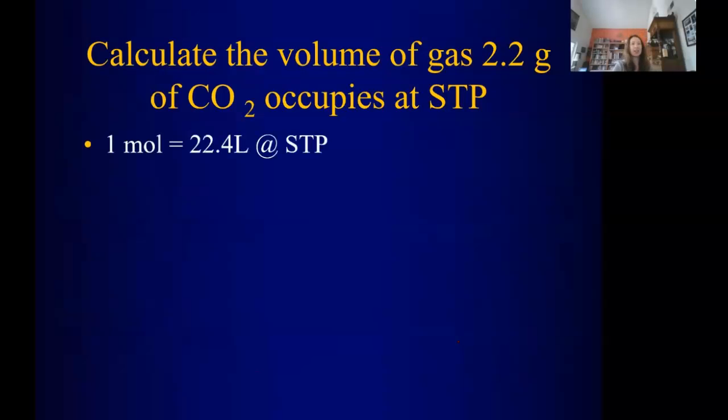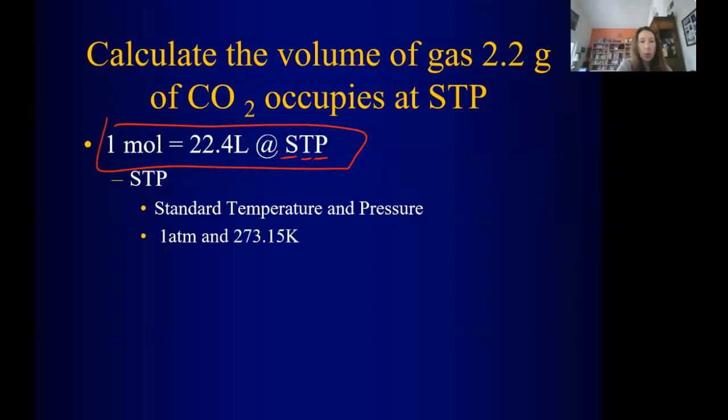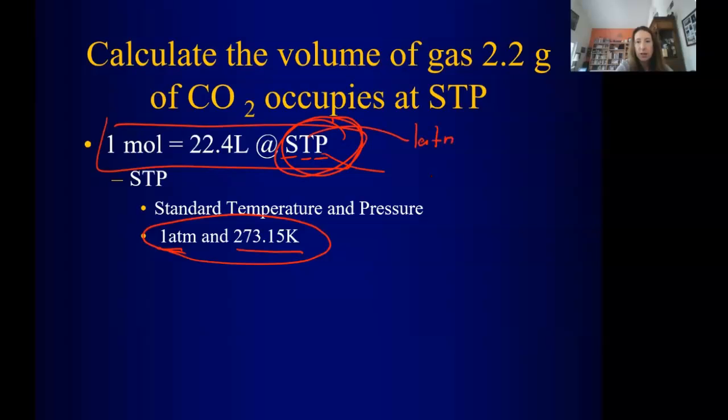And this shortcut is this right here. At STP. Now, STP means standard temperature and pressure. So standard temperature and pressure means 1 atmosphere and 273 Kelvin. So whenever you see STP, this is just shortcut for these two things. So the pressure means it's 1 atmosphere, and the temperature means it's 273 Kelvin.